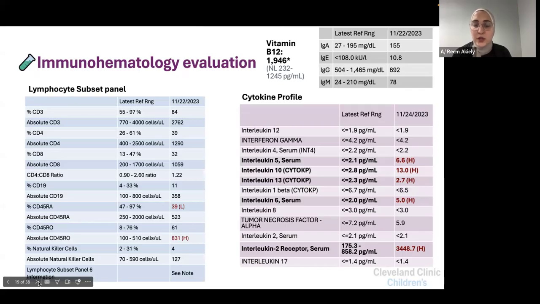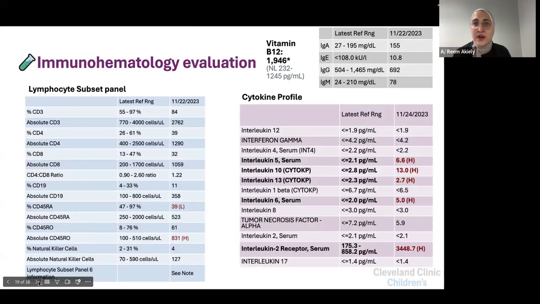Starting from the top right, we did the immunoglobulin subclasses, which were mostly within normal limits, and I wanted to highlight the IgE being normal. As some of you have mentioned, it's an important part of the evaluation, as it points toward allergies or atopy as a cause behind the hypereosinophilia.